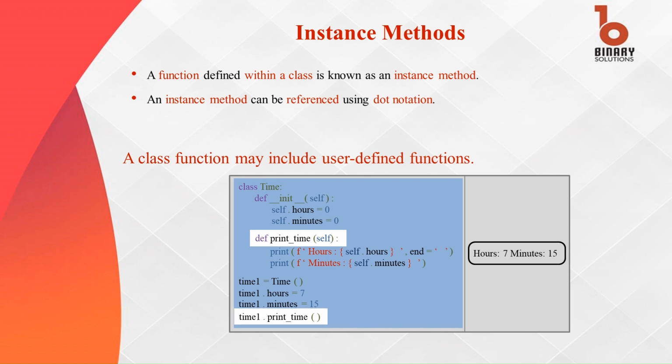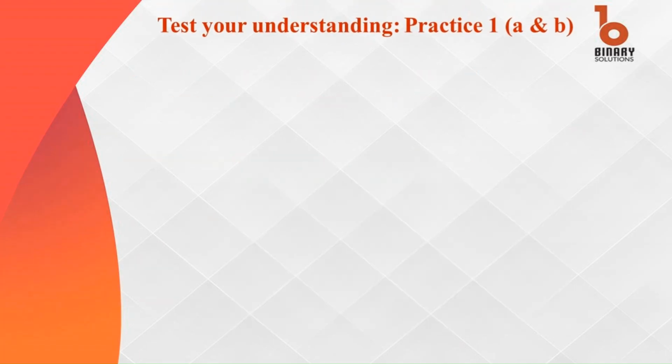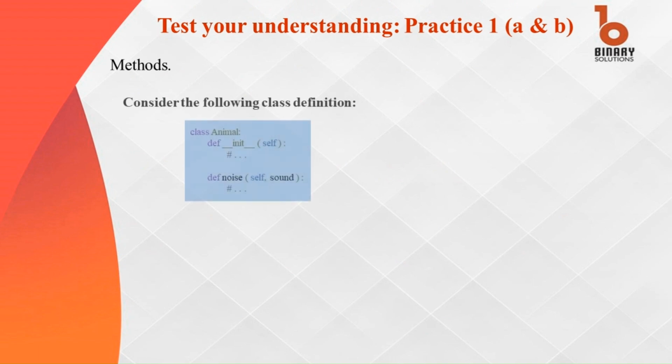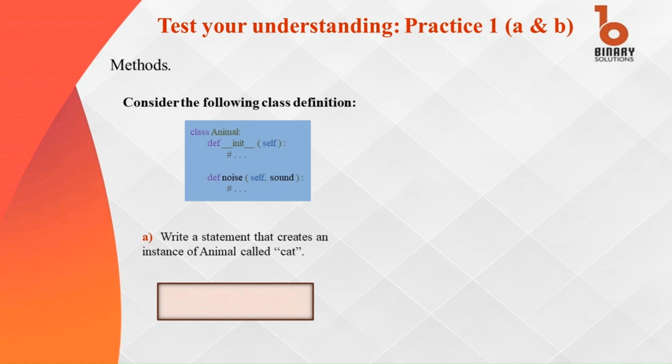Now that you understand instance methods, let's put your knowledge to the test with some practice questions. Take your time to think through each one and don't forget to share your answers in the comments below. Here comes the first question. Imagine you're working with the animal class. How would you create an instance of this class and name it cat? Think carefully and write your statement.